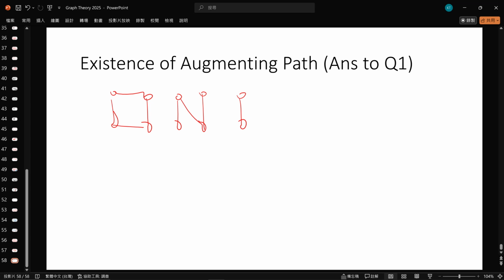All right, because M and M star are the only edges we can use, we can just focus on the edges in M and the edges in M star. So just consider the edges in M and M star.